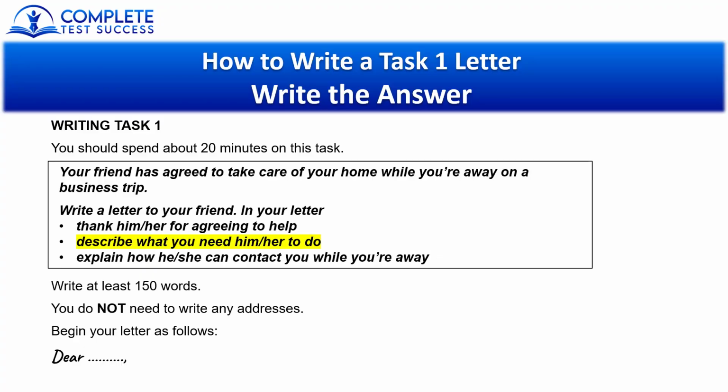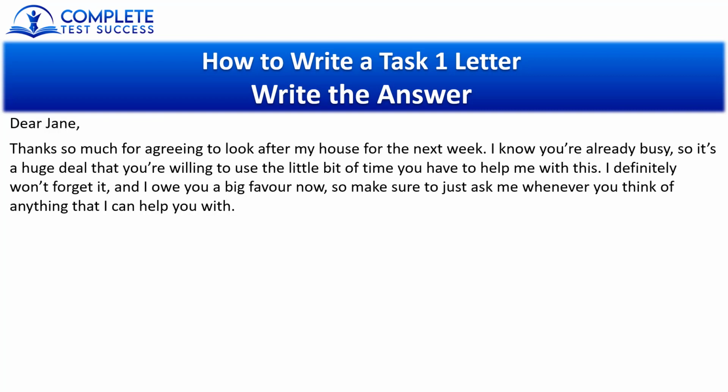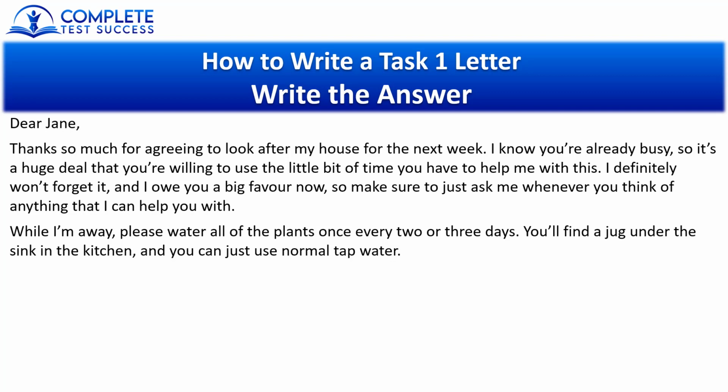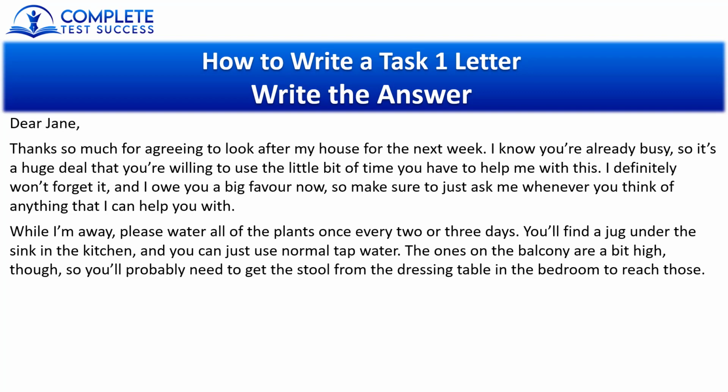So then we move to the second prompt, describe what you need him or her to do, and we will not include any of the information required for the last paragraph. So the second paragraph says, while I'm away, please water all of the plants once every 2 or 3 days. And then we just need to develop this until the paragraph is about 60 words long. You'll find a jug under the sink in the kitchen and you can just use normal tap water. The ones on the balcony are a bit high though, so you'll probably need to get the stool from the dressing table in the bedroom to reach those.